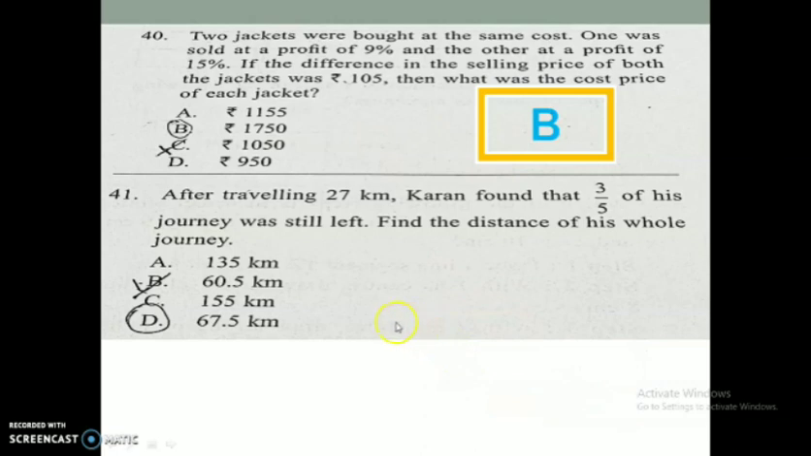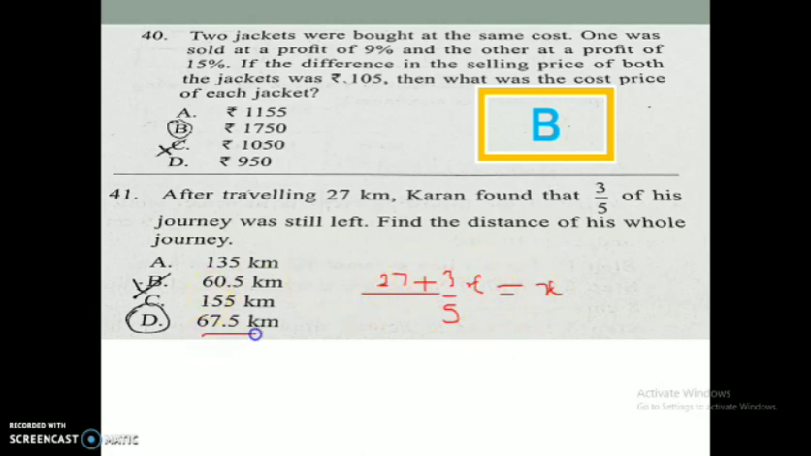Question number 41. After traveling 27 km, Karan found that 3/5 of the journey was still left. Means he has to travel 27 km plus 3 by 5 of the total, that is x we assume here, equal to the total journey, that is x. So now you have got the equation. Rearrange the equation and calculate the value of x. That will give you the distance of his whole journey.